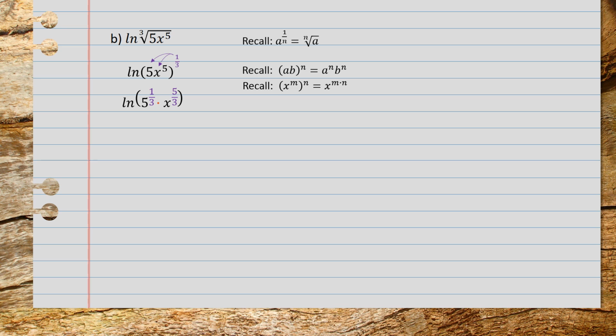Now, looking inside the parentheses, what's happening between these two factors? Since they are multiplying, that means now we can apply the product rule. Product rule states instead of multiplication, you can rewrite in terms of addition. So now it's natural log of 5 to the 1/3 power plus natural log of x to the 5/3 power. So we had two values multiplying. Now we have two separate terms. Since the terms are separated, now we can apply the power rule.